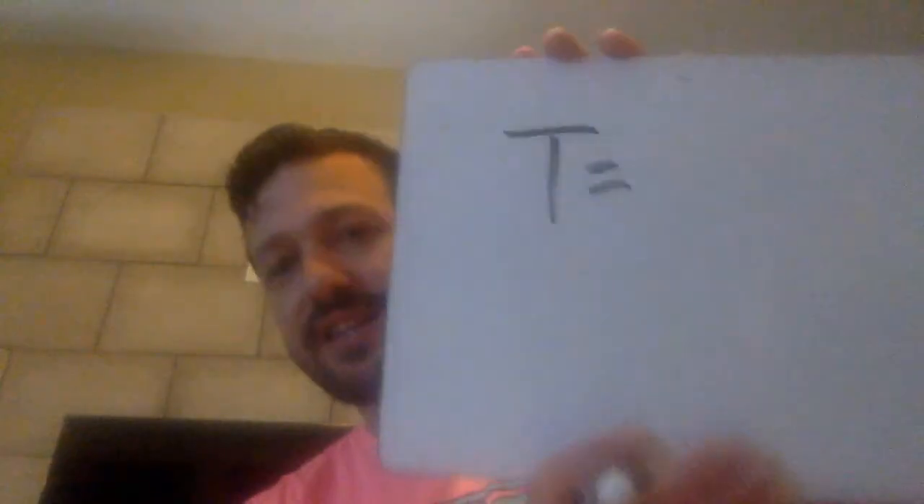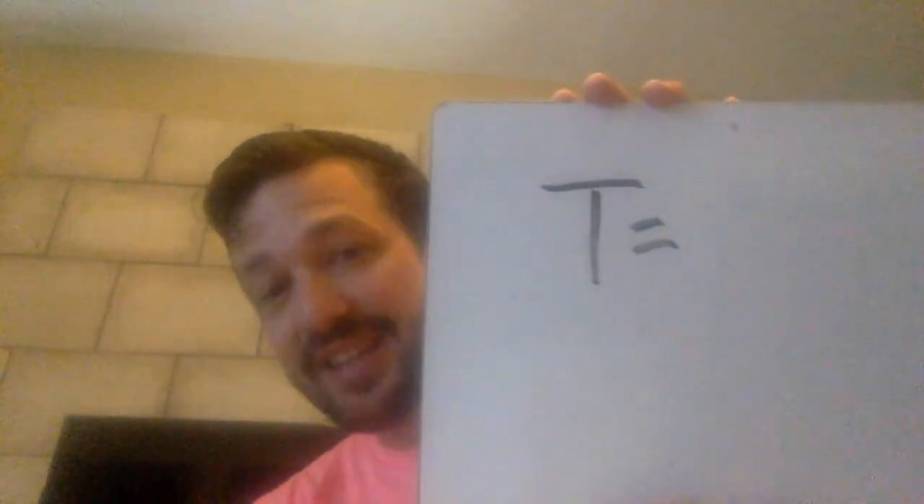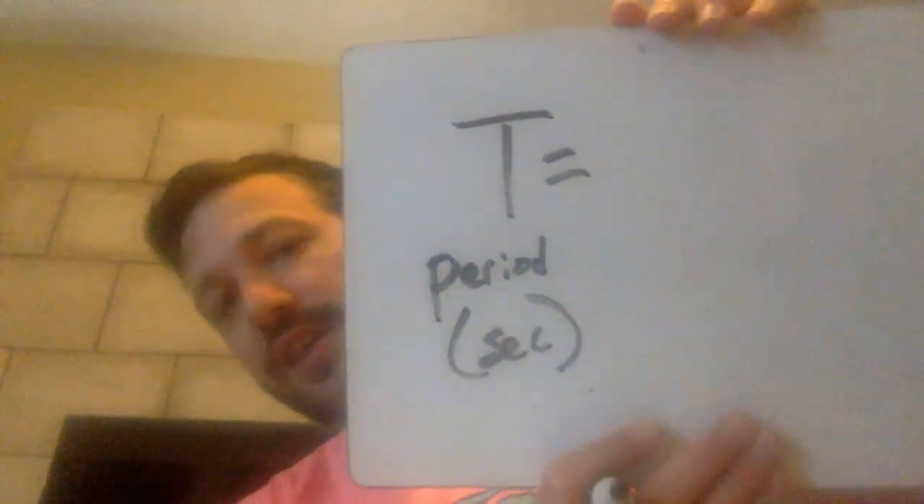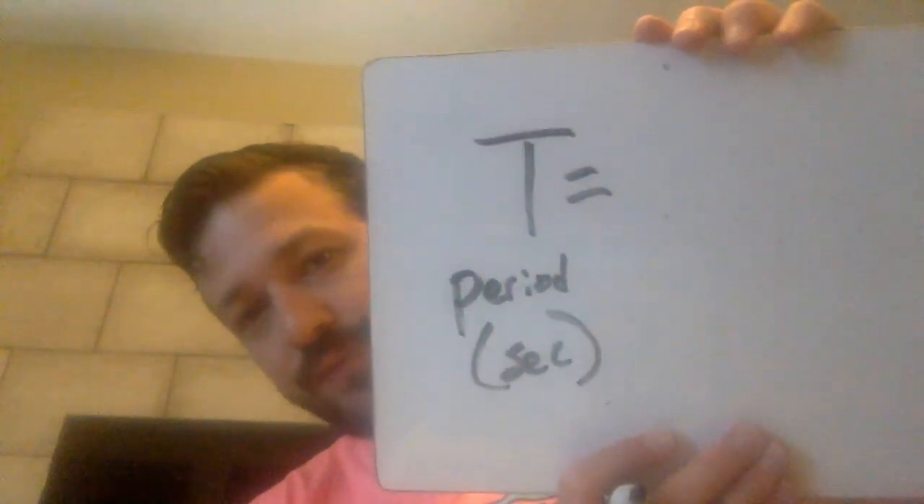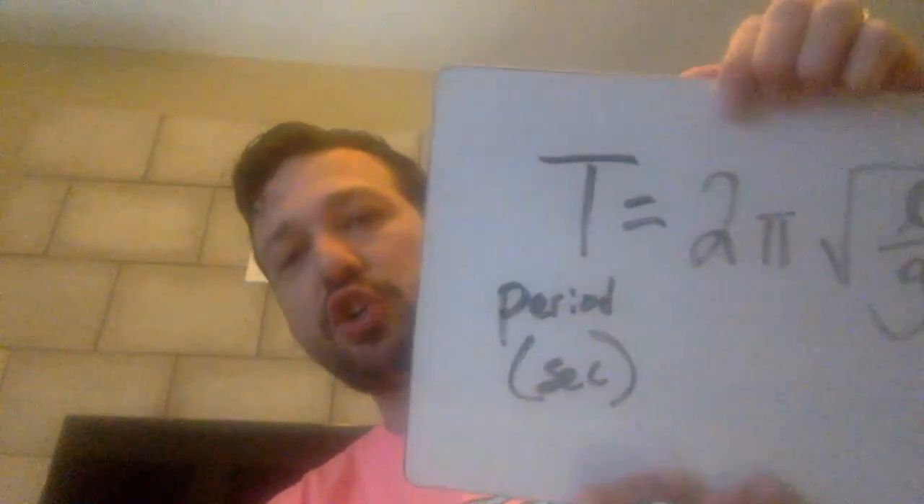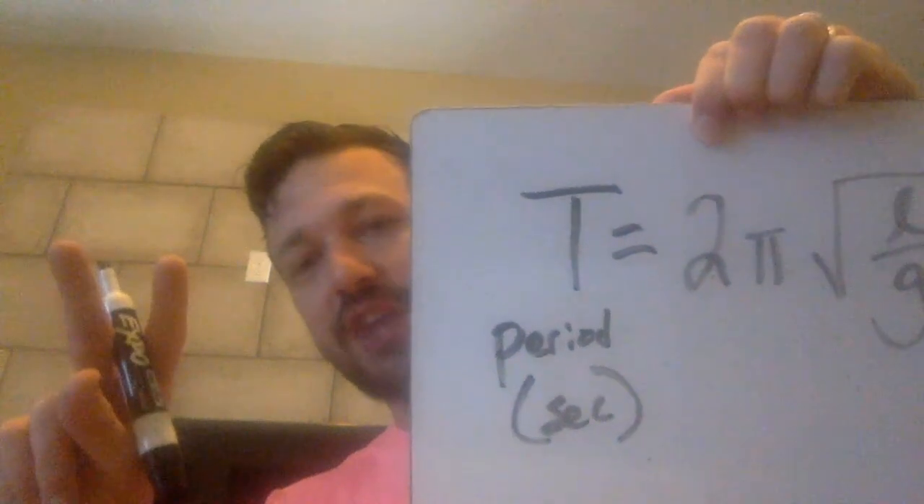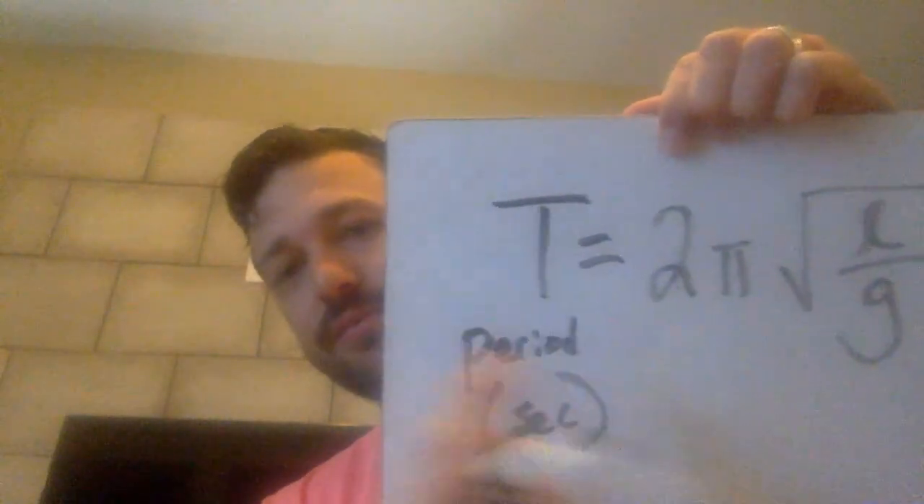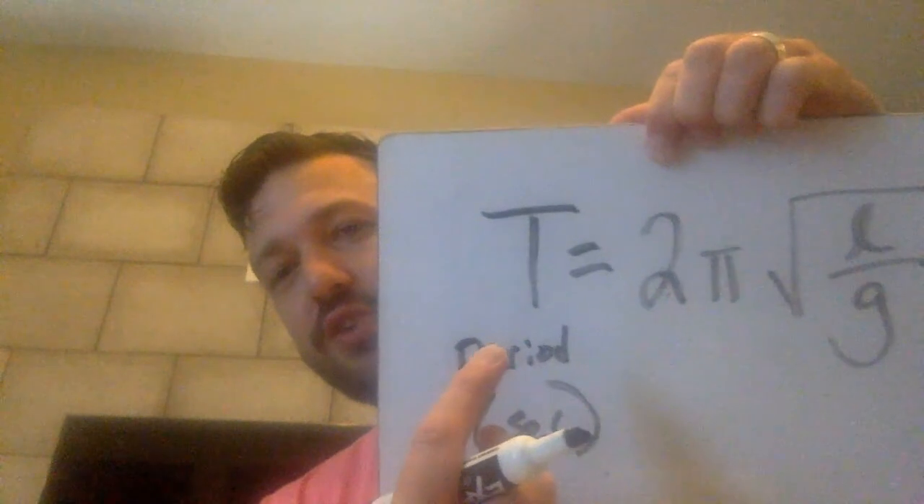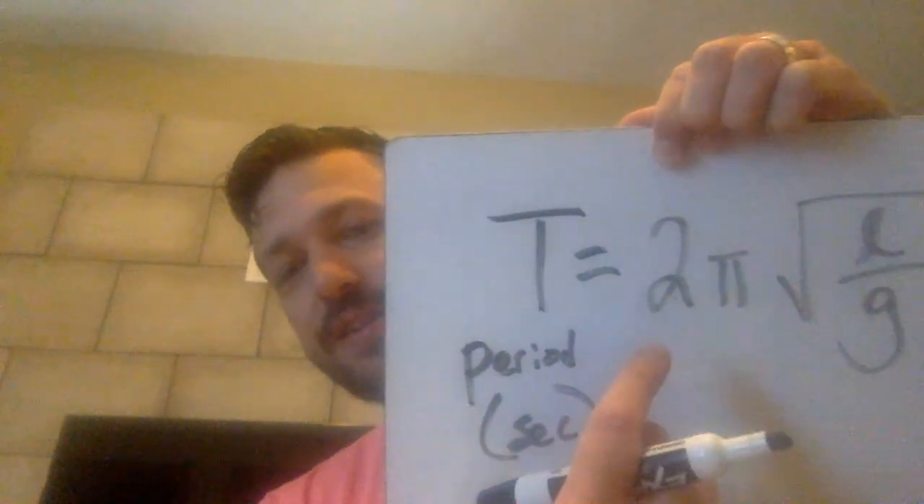Big T. The T stands for time or period. So this is period, and we measure it in seconds. So there you go. Period is equal to 2 pi square root of L over G. Now remember I said there are only two things that change the period. There are only two things. 2 pi is a constant.